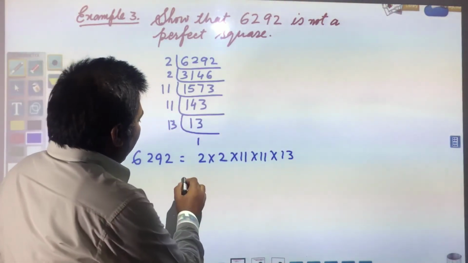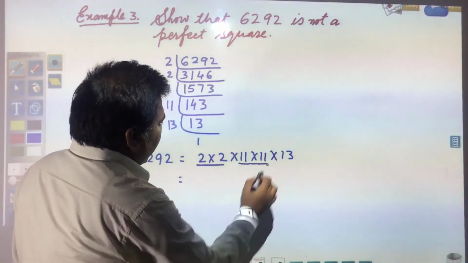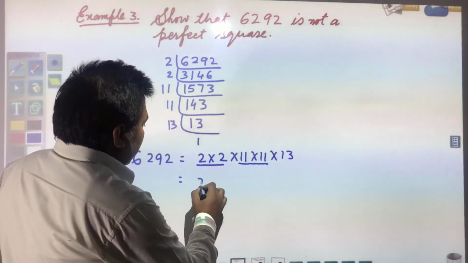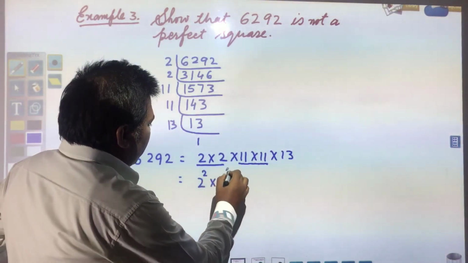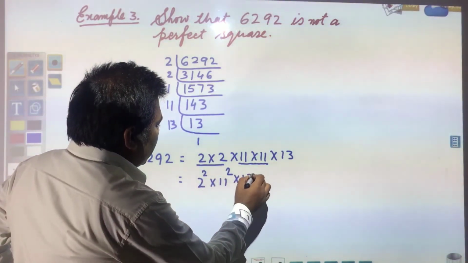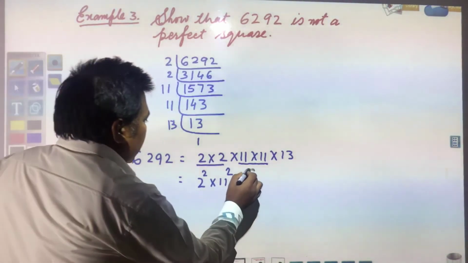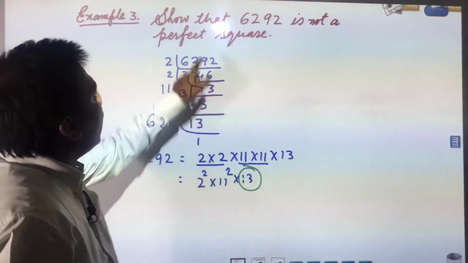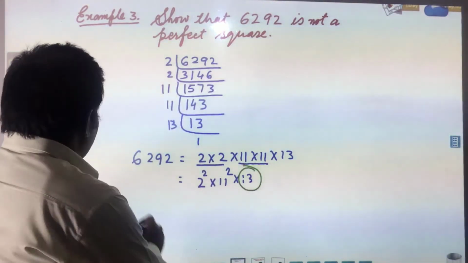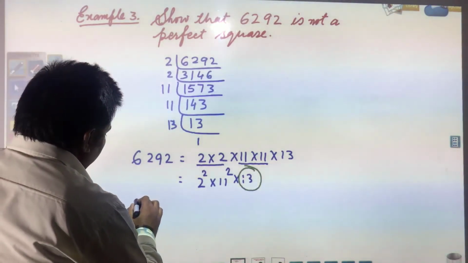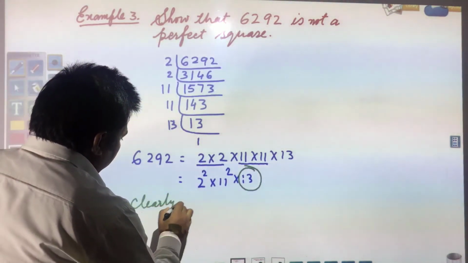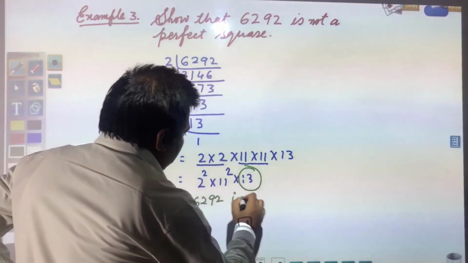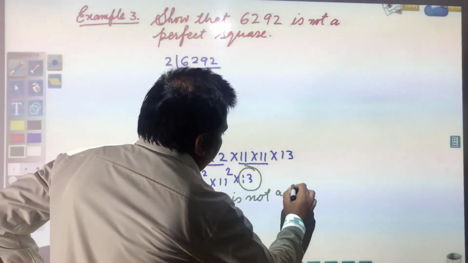Now you have pairs of equal factors. Here you see 2 into 2, 11 into 11. So this can be written as 2 square into 11 square into 13. But here you can see 13 square you have not got. It means this is not a perfect square. So it can be written clearly: 6292 is not a perfect square.